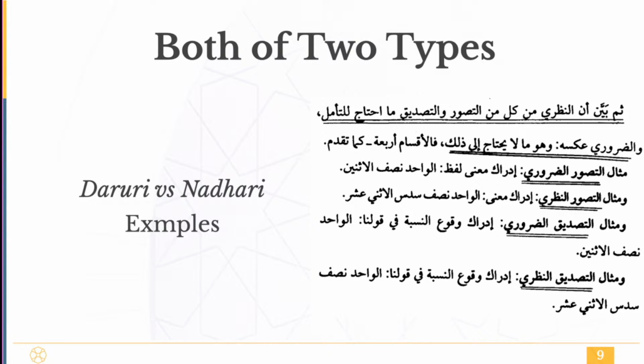مثال التصديق الضروري, the example of a confirmation that is intuitive, إدراك وقوع النسبة في قولنا الواحد نصف الاثنين. Right? A confirmation that's intuitive is to say 1 is half of 2. There's 1, there's 2, and there's the relationship that the nisbah is that 1 is half of the other. It doesn't require reflection. ومثال التصديق النظري إدراك وقوع النسبة في قولنا الواحد نصف سدس 12. But a tasdeeq, a confirmation that requires reflection, nazar, is affirming the relationship in saying 1 is half of a sixth of 12. For most people, you'd have to think a little bit about this.